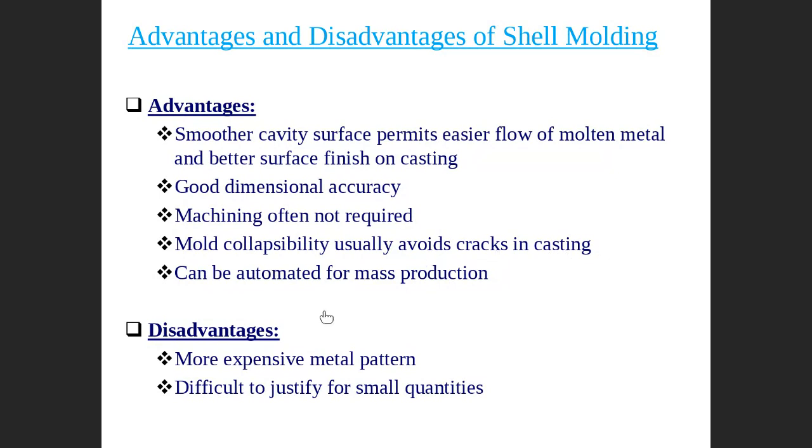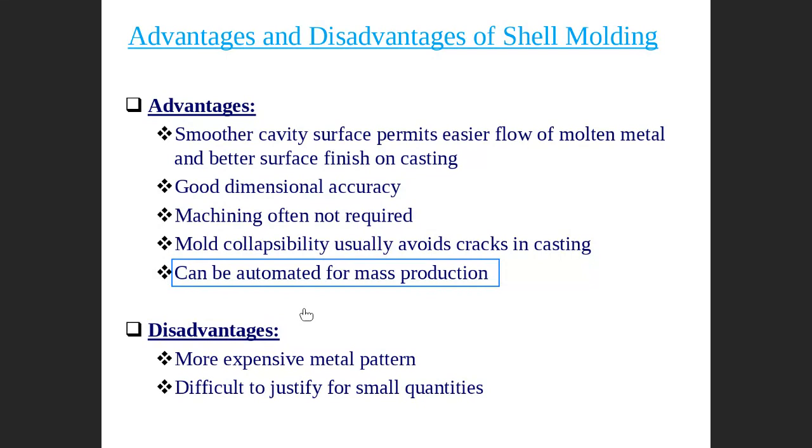And the process can be automated for mass production. This is another main advantage: it can be automated for mass production easily because creating the mold is easy compared with sand casting. In sand casting it is somehow difficult, but here creating the mold is easy.